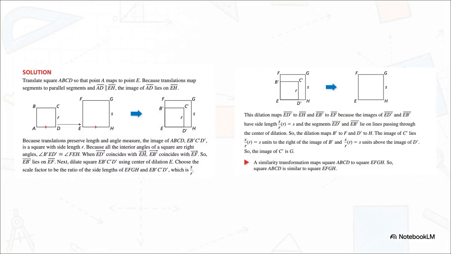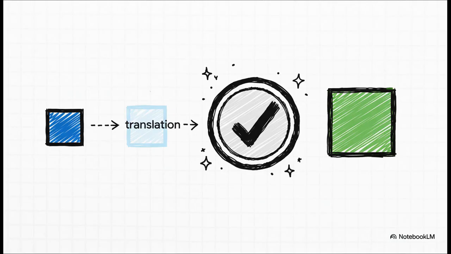The final move is a dilation. We just need the right scale factor. So, if the small square has a side length of r and the large one has a side length of s, our scale factor is simply s divided by r. Once we apply that dilation, the small square expands and, wow, it perfectly covers the large one. And there you have it. The proof is complete, because we found a specific similarity transformation, in this case, a translation followed by a dilation, that maps one square onto the other. We have mathematically proven that the two squares are similar. It's not just an opinion, it's a fact, based on a defined process.